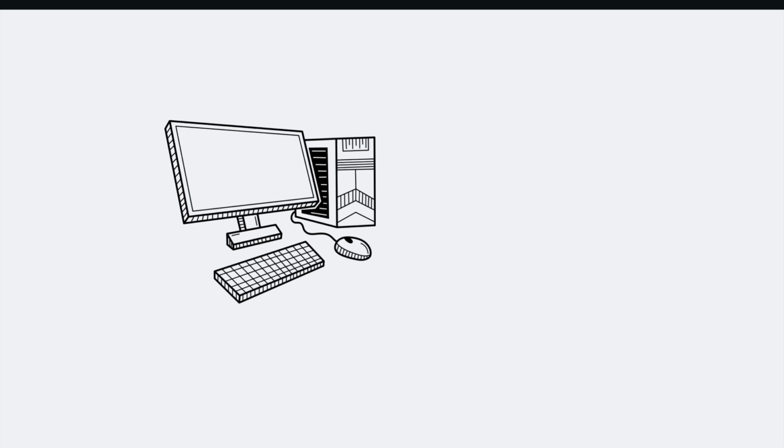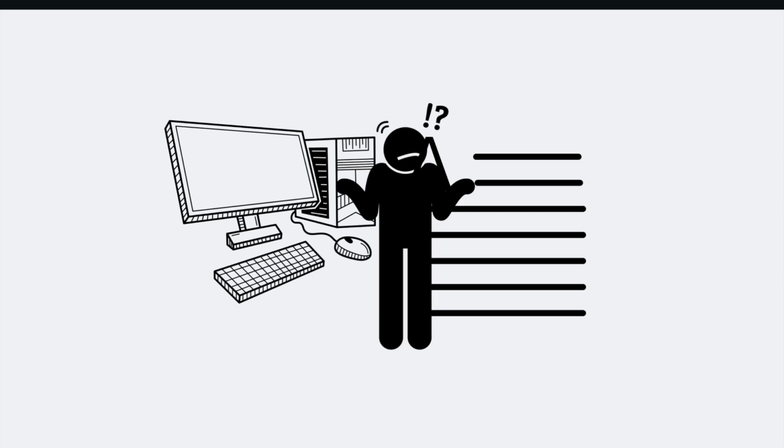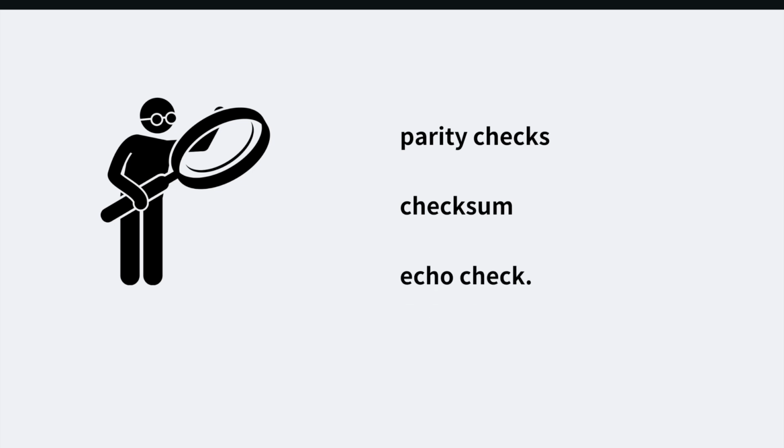Checking for error is important since computers are unable to understand text. So, I'm going to introduce three ways that computers use to check error. They are parity checks, checksum, and echo check. Let's go to parity checks.